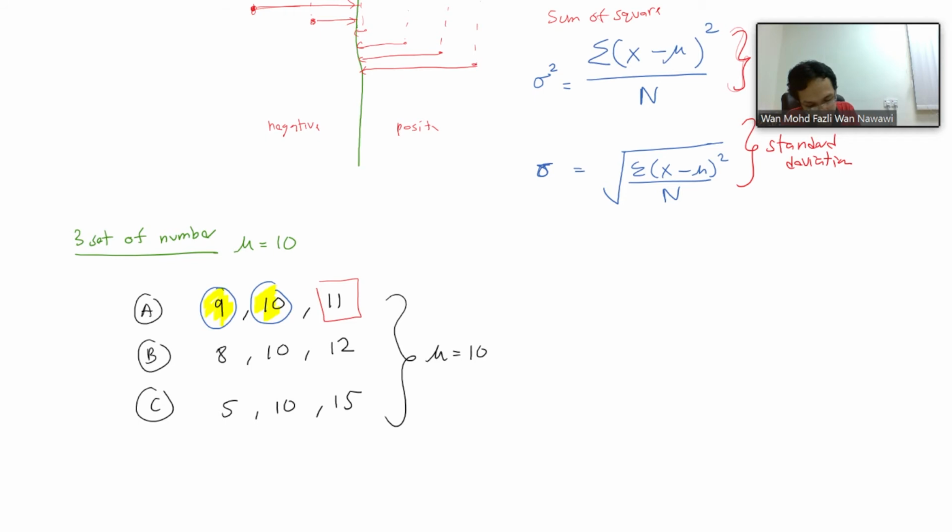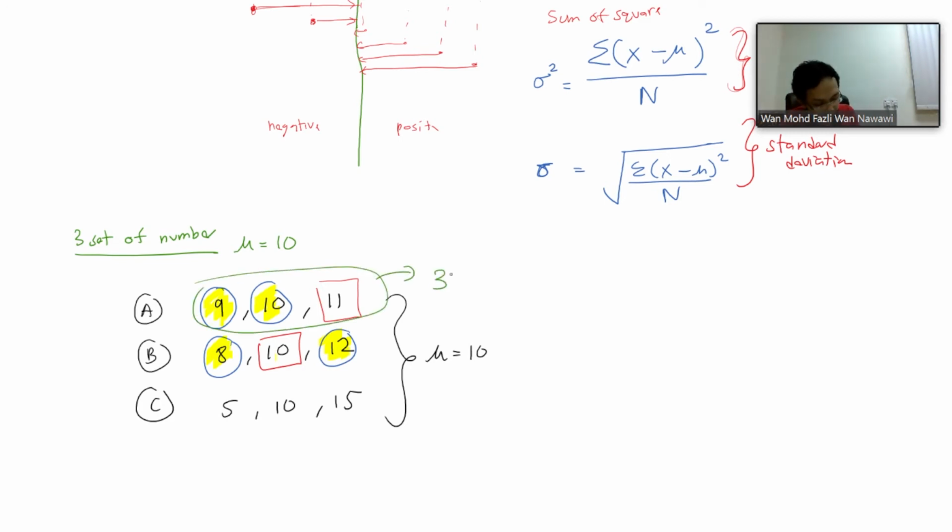For example, let's say set number 2. If you choose this number and this number, you can vary those, but once you choose 8 and 12, in order to get a mean of 10, you must put 10. So you don't have any degree of freedom there. You are not free there. You only have degree of freedom for 2, but not for the third number.